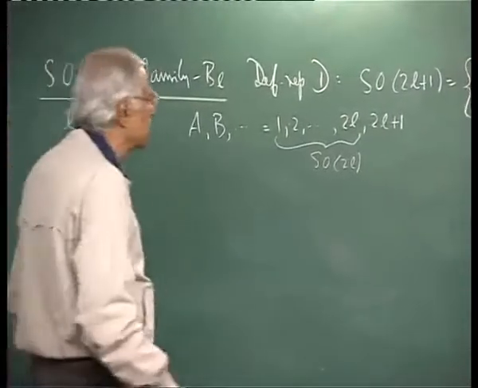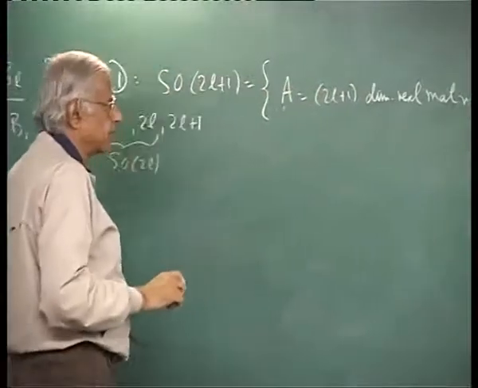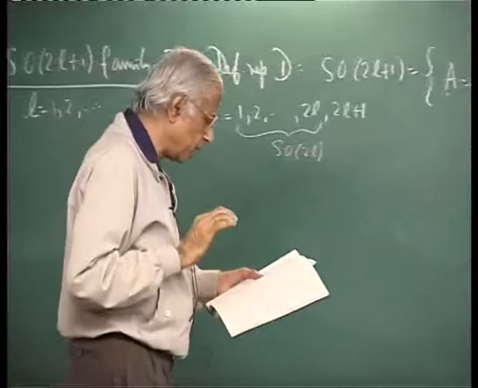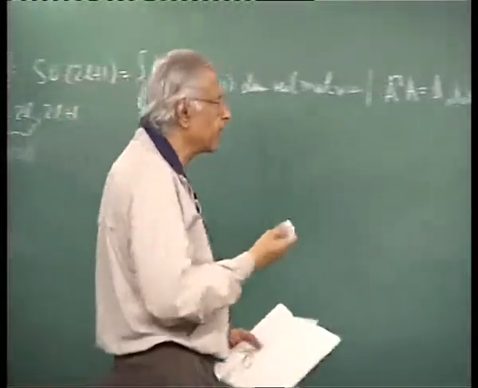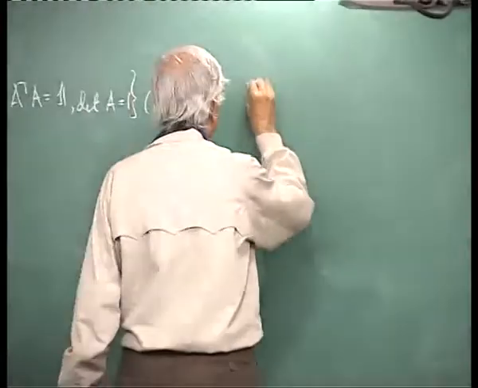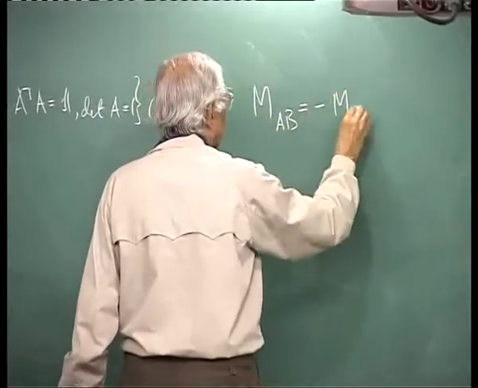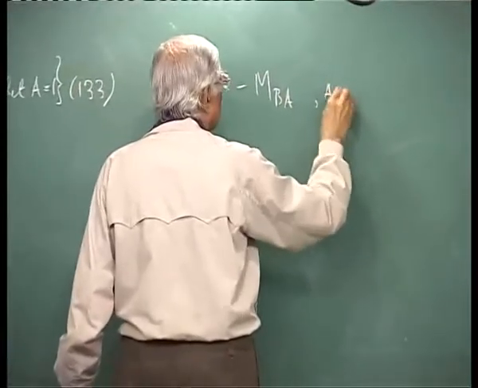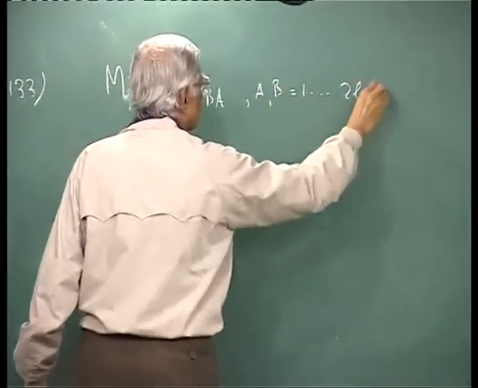Then you can ask the question, what about the generators of this defining representation? What do they look like? That part, formally there's very little difference compared to the previous case. We can say again that the generators are labeled in this way. Only thing is, that A, B go all the way from 1 to 2L plus 1.